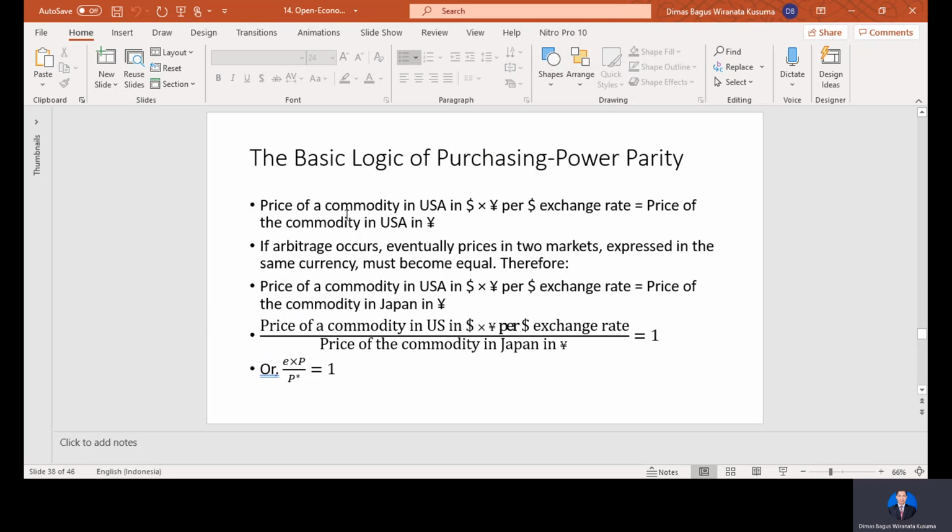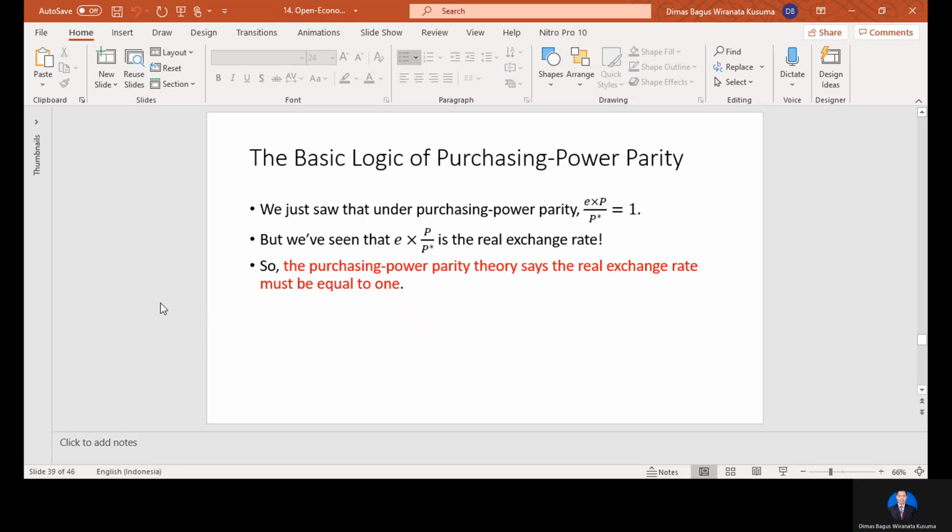So here, the price of a commodity in the US times the exchange rate, divided by the price of the commodity in Japan, equals 1. So 1 here is the law of one price, the same. So under purchasing power parity it is equal to 1. The purchasing power parity theory says the real exchange rate must be equal to 1.